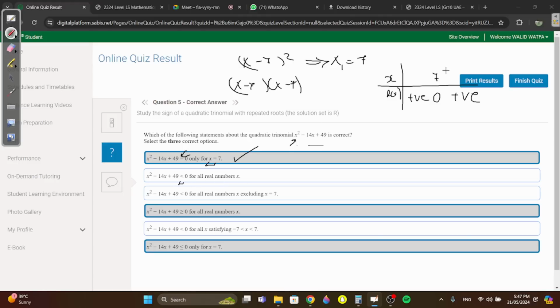Okay, when is it less than 0? For all real numbers x. Okay, let's see here. Is it ever less than 0? Is it ever negative? Obviously not. Okay, it's less than 0 for all real numbers excluding x equals 7. Again, is it ever 0? Is it ever less than 0? Is it ever negative here?